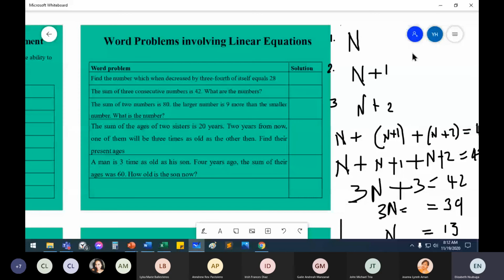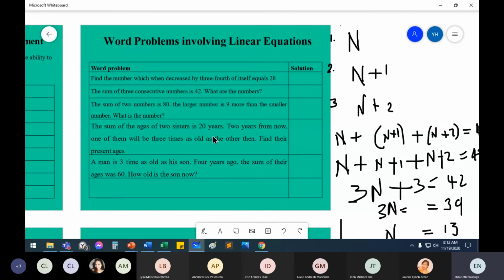Okay? The sum of the ages of 2 sisters is 20 years. 2 years from now, what does that mean? It means I'm going to add 2 to their years. 2 years from now means addition.